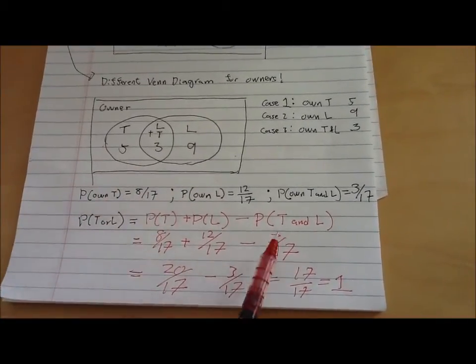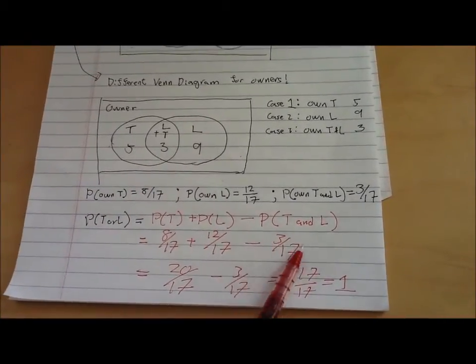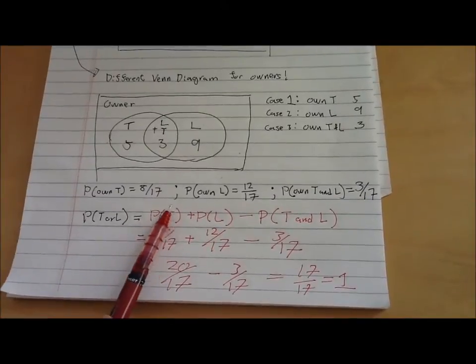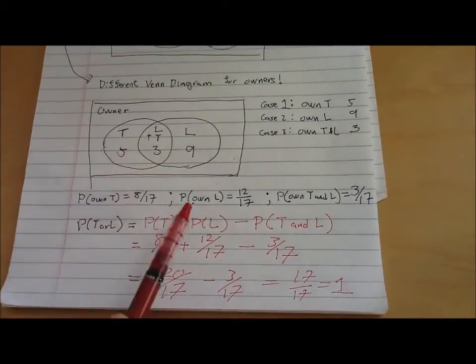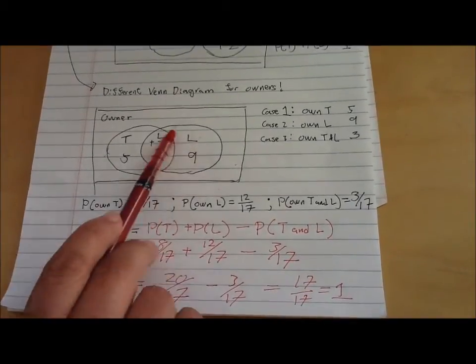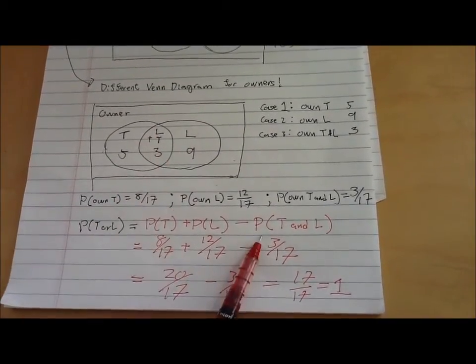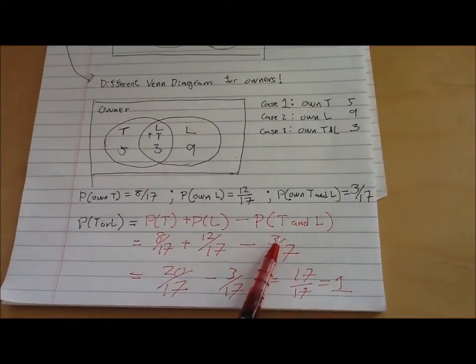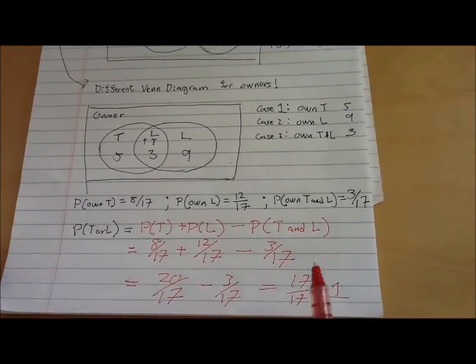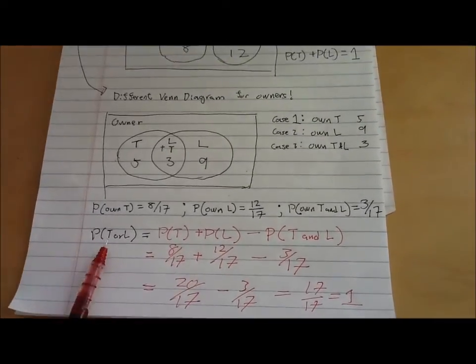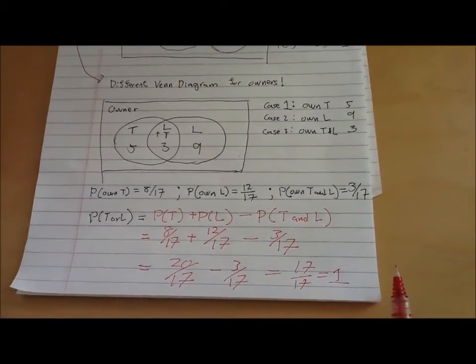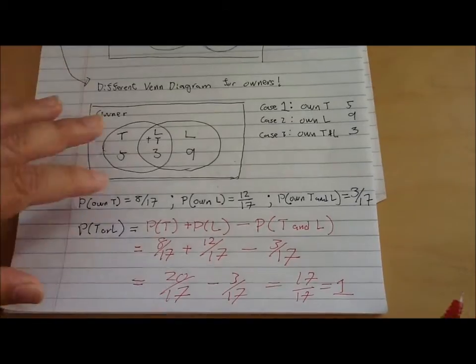And so what you have to do is take one copy of that out. This part right here, 8 out of 17, includes this overlap. So does P of L. It also includes this part. So you have a double counting, and that's why you have to subtract away 3 out of 17. And that, of course, gives you all the proper counts, and that gives you back 1. So the probability of owning a terrier or Labrador is, once again, 1, demonstrating that this rule actually works.